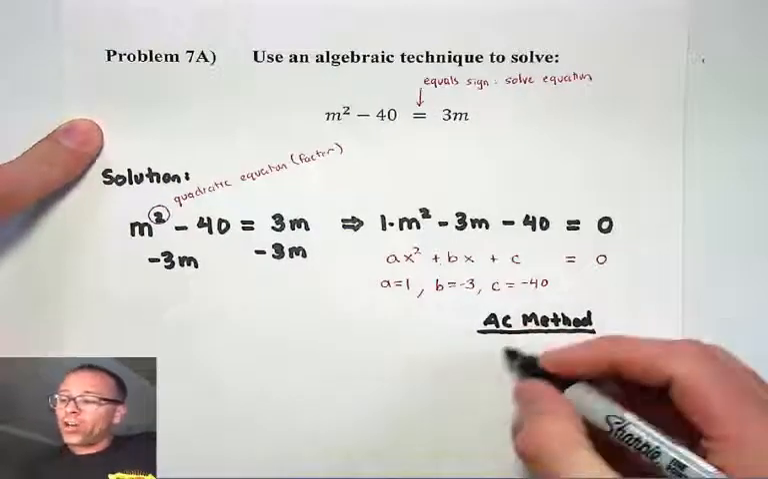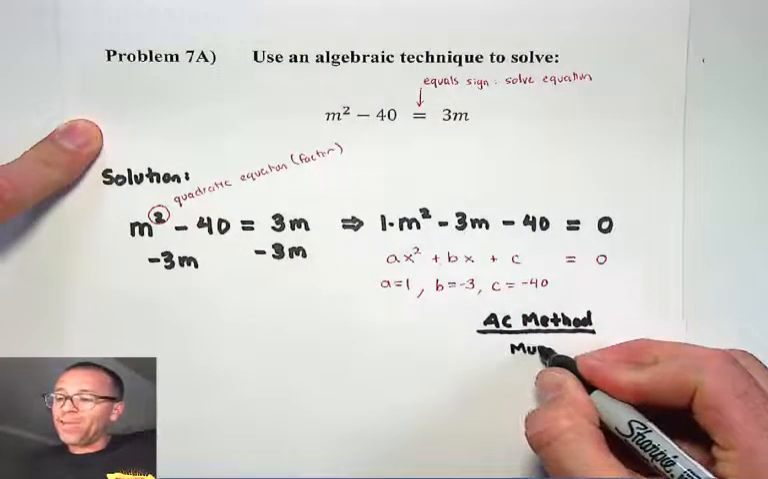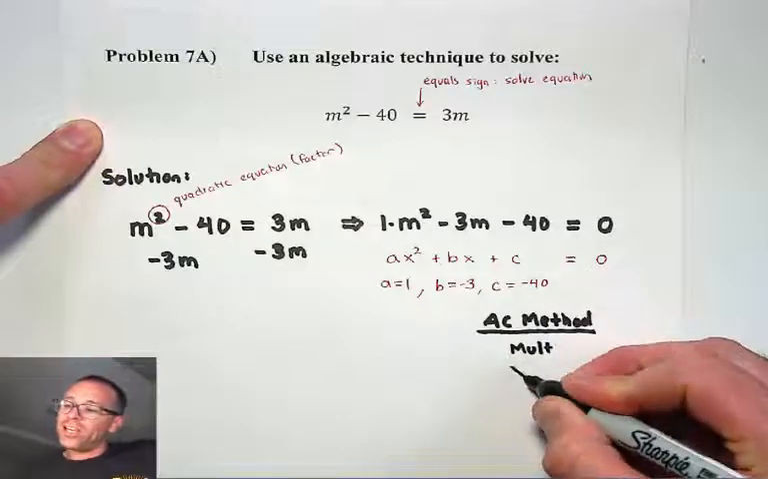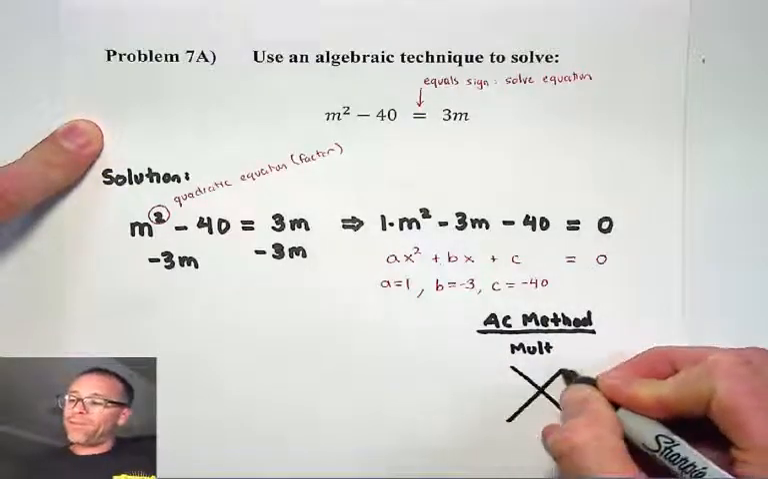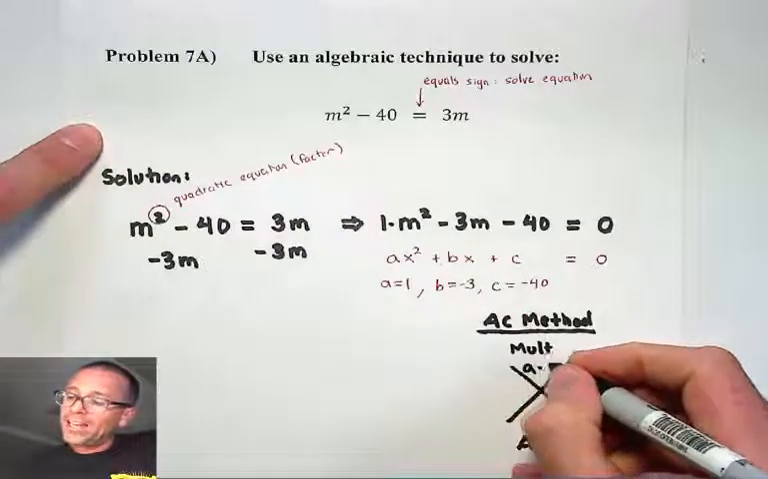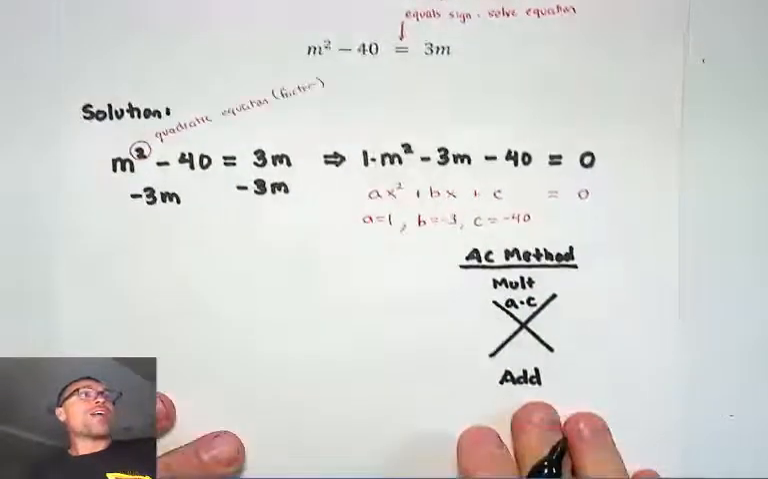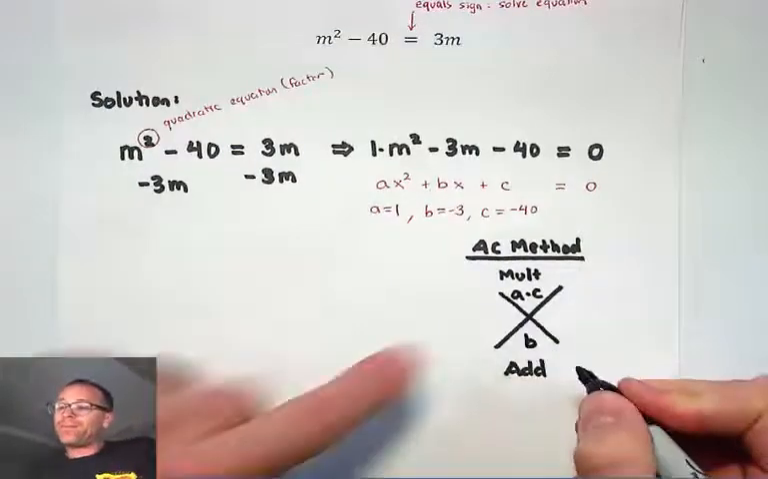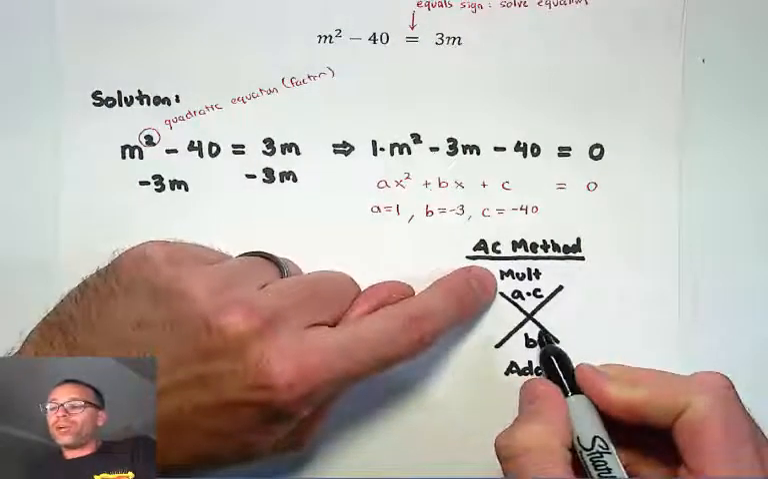In the AC method, we're going to write this little x. I remember the guy that told me about this used to call it the great X, and that made me really laugh. In the great X, on the top, we're going to write A times C, and on the bottom, we're going to write B. Right above A times C, we're going to write multiply.